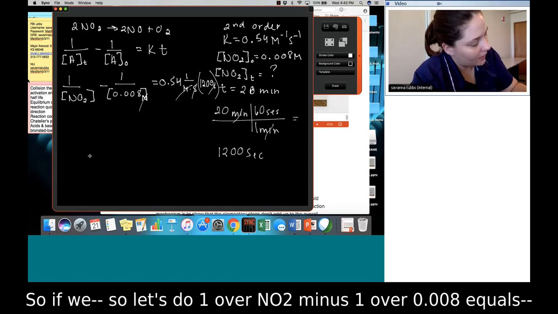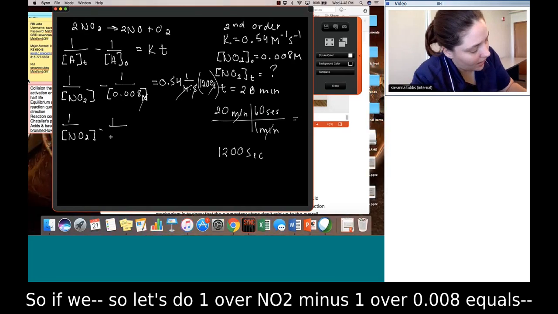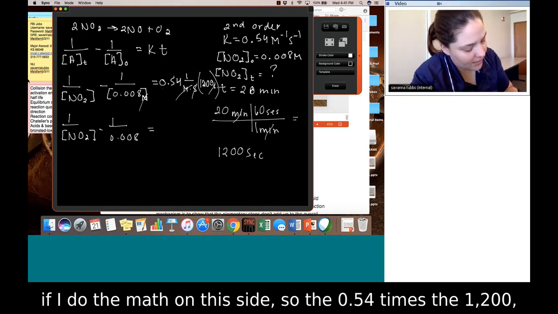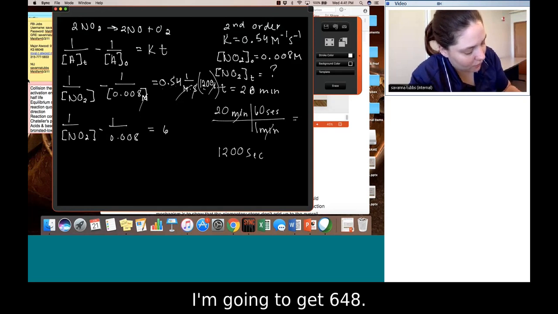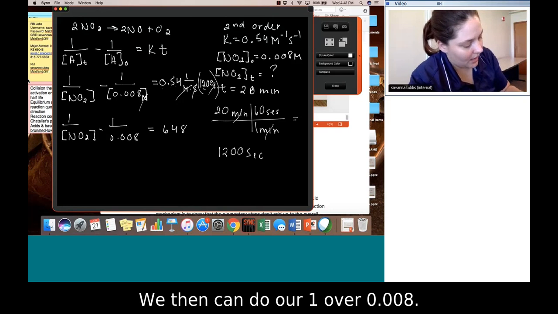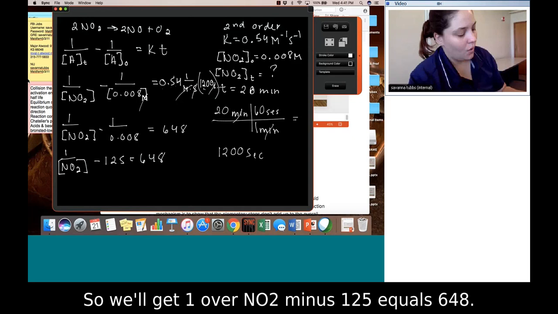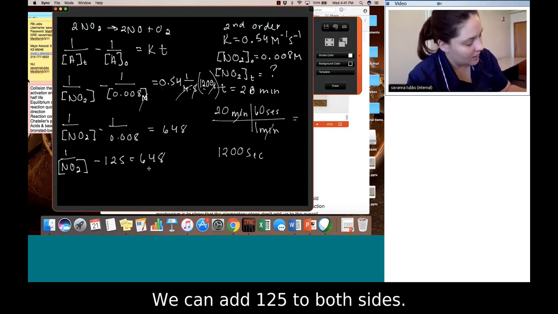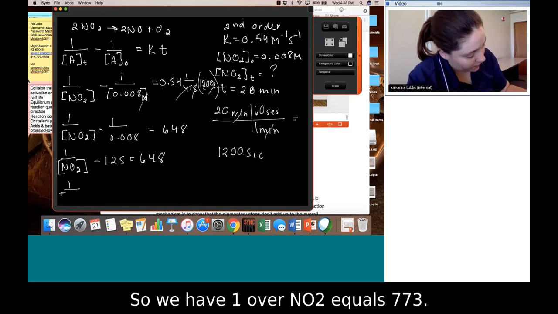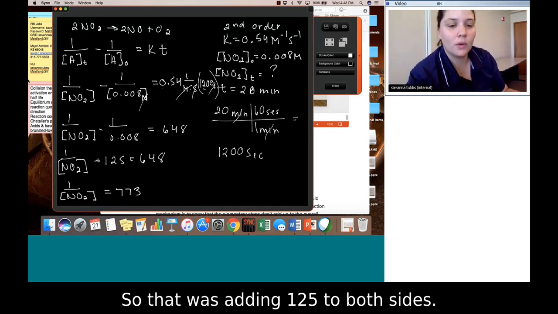So let's do 1 over NO2 minus 1 over 0.008 equals, if I do the math on this side, the 0.54 times 1,200, I'm going to get 648. We then can do our 1 over 0.008, so we'll get 1 over NO2 minus 125 equals 648. We can add 125 to both sides, so we have 1 over NO2 equals 773. So that was adding 125 to both sides.